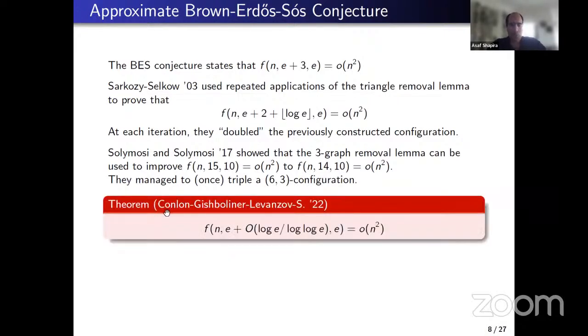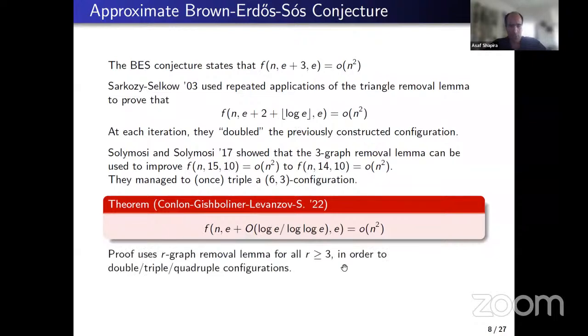And in a recent joint work with Conlon, Gishboliner, and Shapira, we managed to obtain the first asymptotic improvement of the Ruzsa-Szemerédi theorem: we replaced the log E by log E over log E. And to do this, we had to devise a somewhat complicated process to generate this configuration, where instead of only doubling them, we double, triple, quadruple, etc. And to do this, we had to use the r-graph removal lemma, which will be mentioned later many times.